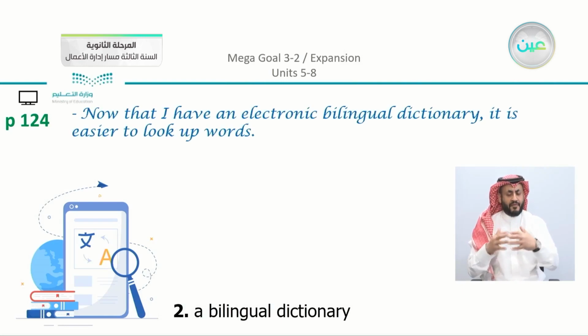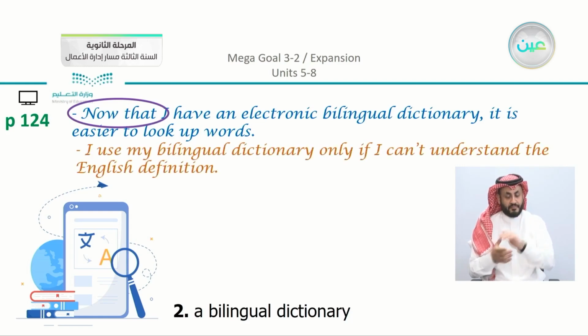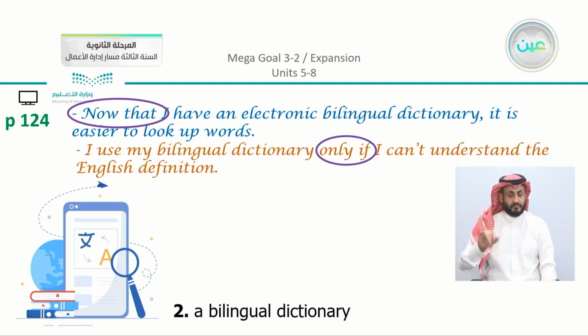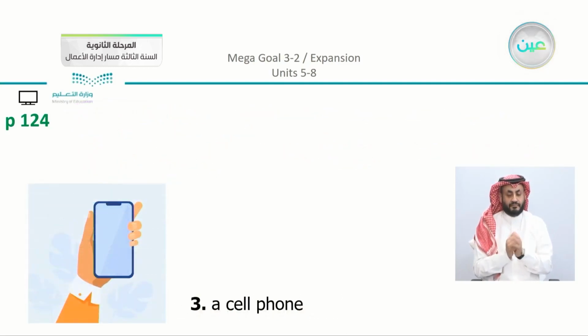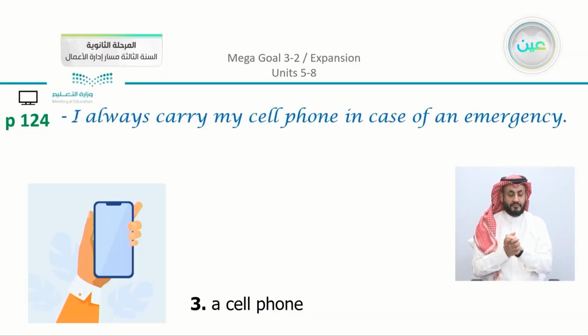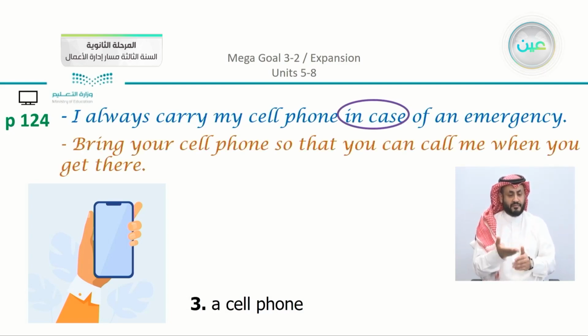So we have the first sentence, for example, now that I have an electronic bilingual dictionary, it is easier to look up words. And in another example, I use my bilingual dictionary only if I can't understand the English definition. Number 3, a cell phone. I always carry my cell phone in case of an emergency. And we can say in another example, bring your cell phone so that you can call me when you get there.